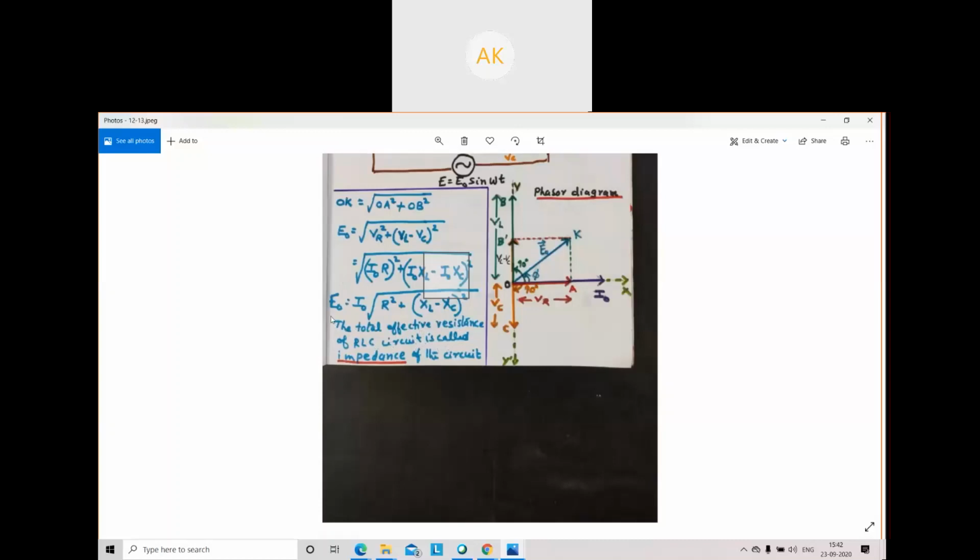Here this is E0, this is I0. What will be E0 by I0? E by I, according to Ohm's law, peak value of EMF by peak value of current.